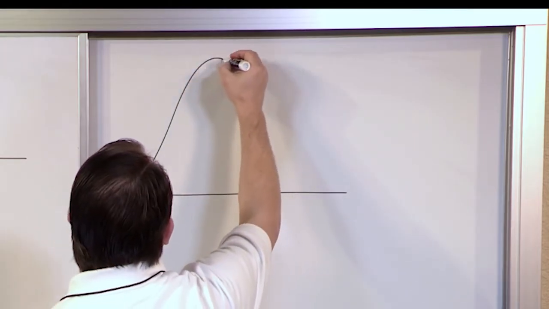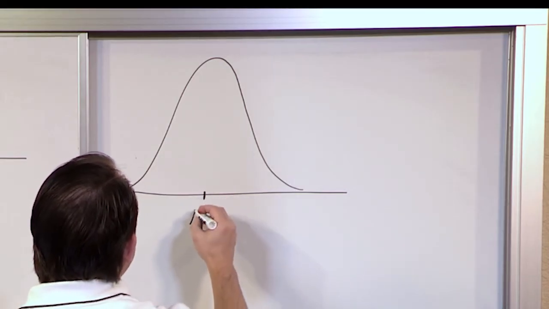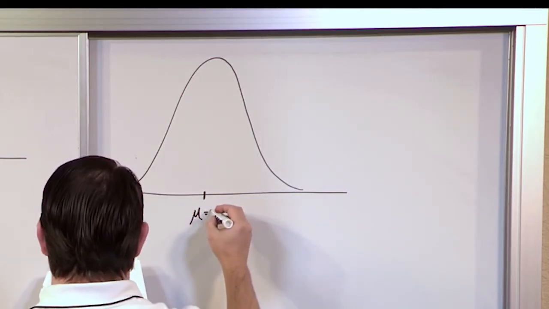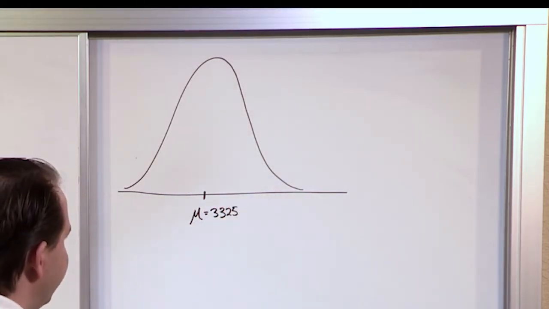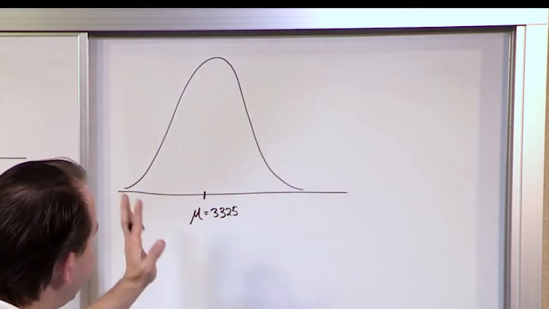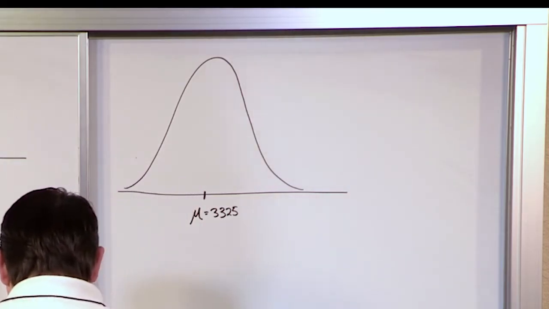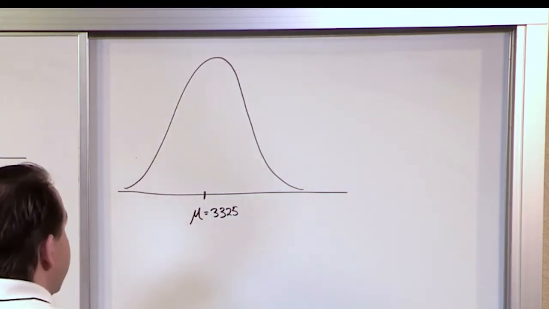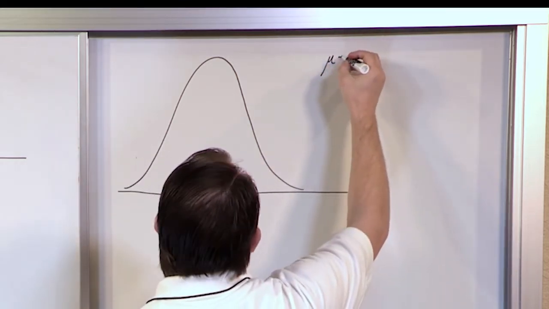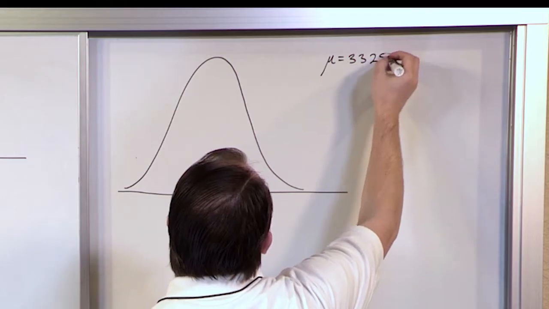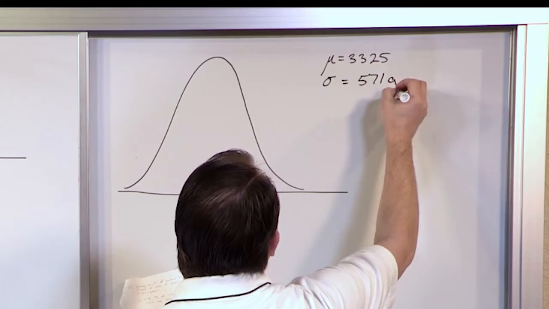So here is a bell-shaped curve, just to make sure you understand this. And it tells us in the problem that the mean is 3325, and it's in grams, so I'm not going to put the G for grams. This is the mean. This is most of the babies that are born with that weight. But it gives us the standard deviation. It tells us that the standard deviation is 571 grams. So over here I'm going to write the mean is 3325. The standard deviation is 571 grams.